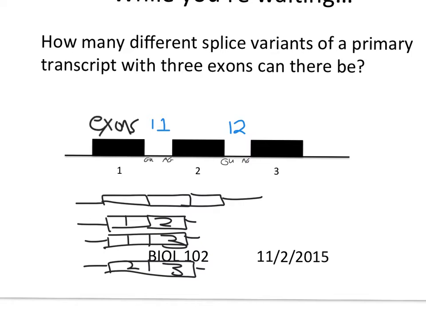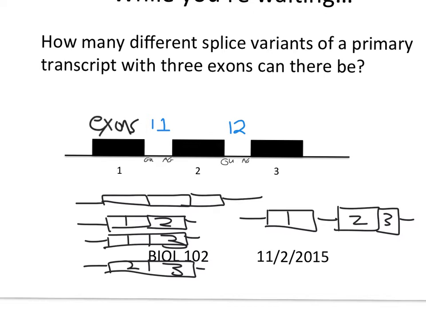What else? Right, sometimes when splicing happens, introns get left in. So it's not always the case that every intron gets taken out. So what would that look like? We could have a transcript that's got intron 1 retained, but intron 2 removed. There are lots and lots and lots of different ways to splice a primary transcript, and that's just one with 3 exons and 2 introns.